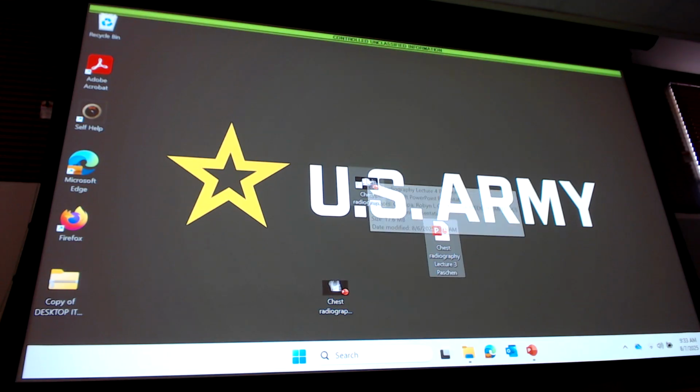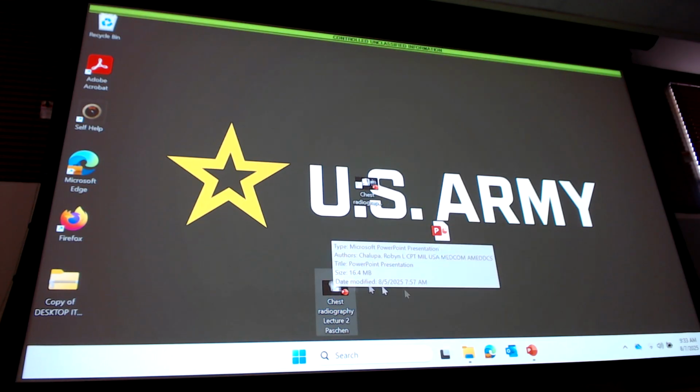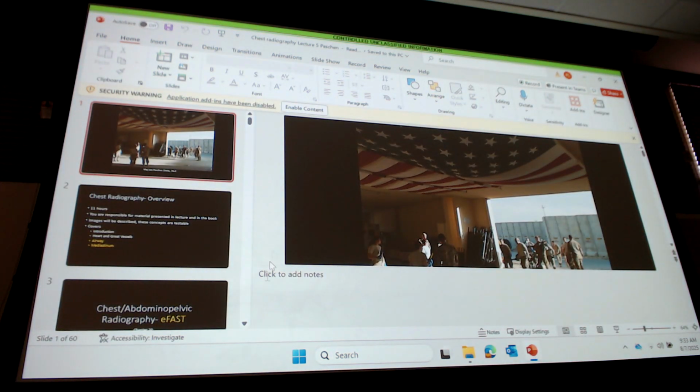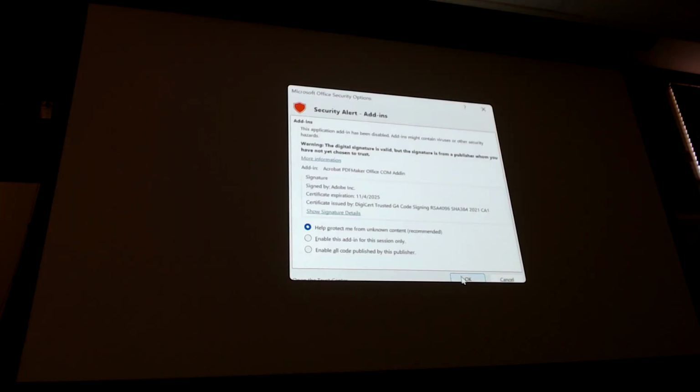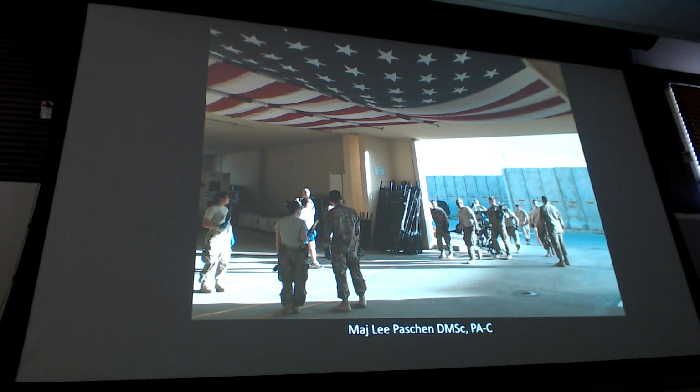Where did I put the flag? I thought I put it on my head. Oh, it's right here. Okay. I kept this in here.